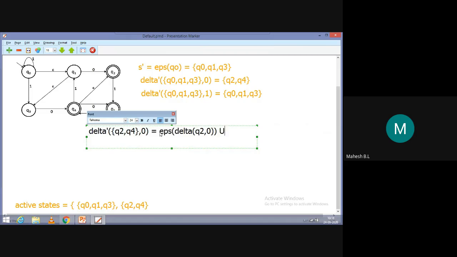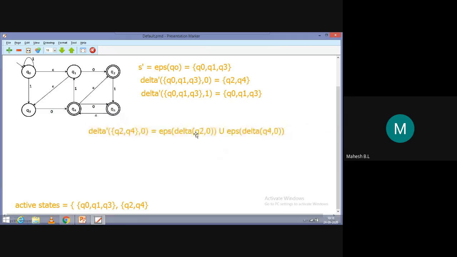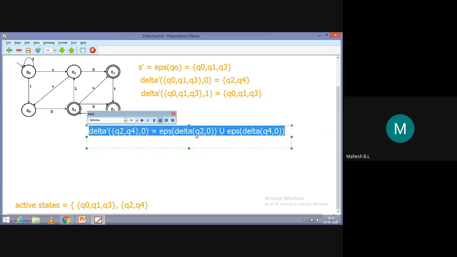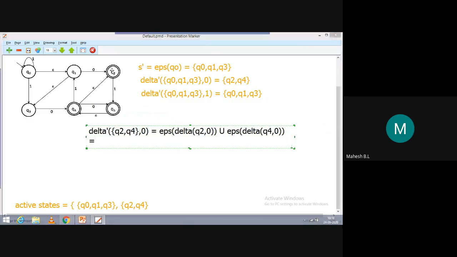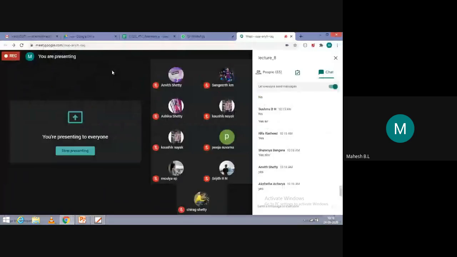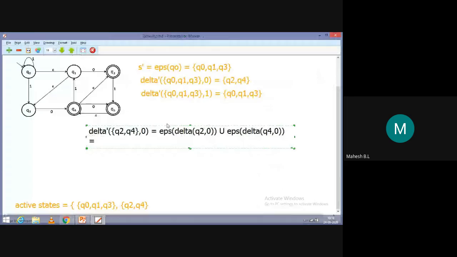Epsilon of delta of q2 comma 0 union delta of q4 comma 0. Now can you tell me the answer for this? First, delta of q2 comma 0. Is it defined? Q2 on 0, that transition is not defined. That's why this gets eliminated.